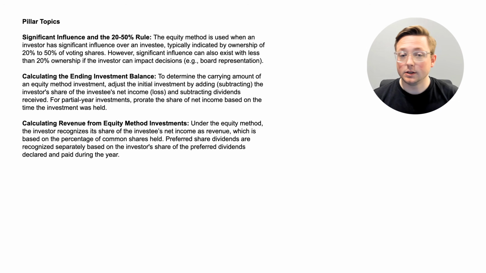And then finally, you may also see this for an equity method question. You sometimes will have to calculate the revenue from the equity method investments. Under the equity method, the investor recognizes its share of the investee's net income as revenue, which is based on the percentage of common shares held. Preferred shares dividends are recognized separately on the investor's share of the preferred dividends declared and paid during the year. So again, the common shares, the preferred shares, they're calculated separately. You can do it in whatever order as long as you know what the preferred dividends were and how much income is available, therefore, to the common shareholders after you take the preferred shares out of the net income. So those were the pillar topics for this video.